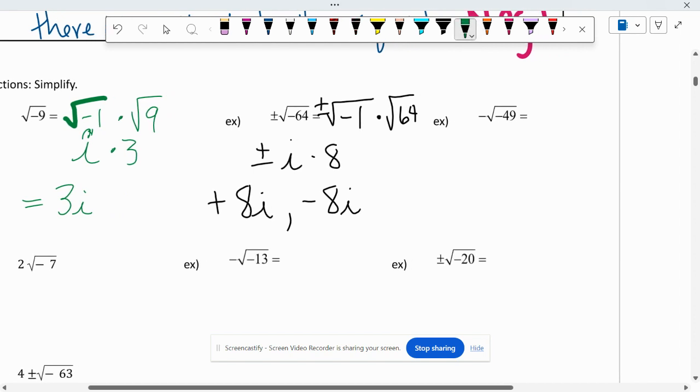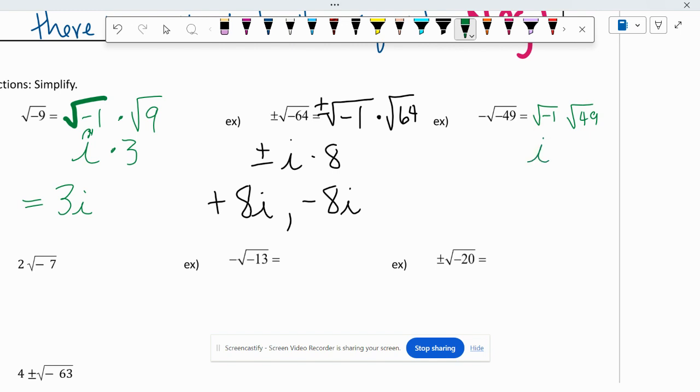So how can I break up the square root of -49 as a product? What two things am I multiplying together? -1, the square root of -1, and the square root of 49. Okay, so the square root of -1 is i. The square root of 49 is 7. Do you all notice that there's a negative out in front of that radical? What's that telling you? Yeah, it's going to make your answer negative. So our final answer is -7i. -7i.